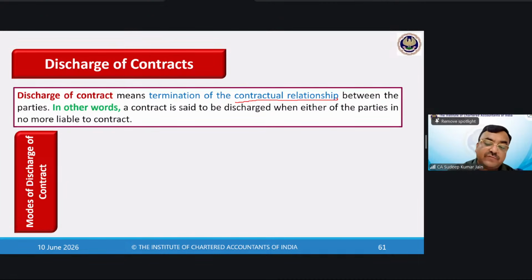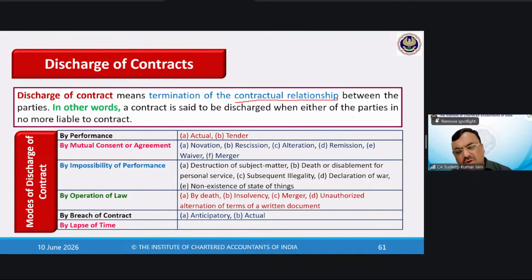What are the modes of discharge of contract? In a normal case, I don't think a question may be asked to write down the modes of discharge of contract, because it will be a very long question. But even if this question is asked, please go for this chart. If the question is asked for 6 marks, this will be helpful for making the answer.